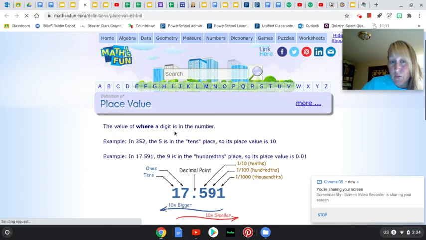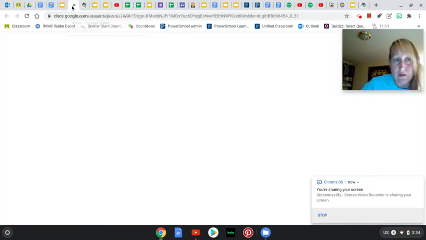Place value is the value where a digit is in the number. So we have the tens place, the ones place. The decimal point then starts counting the other way: tenths, hundredths, thousandths. So that's just a reminder. When you are adding and subtracting decimals, they need to be lined up. The decimal points have to be lined up. So we'll go over that some more with our review.